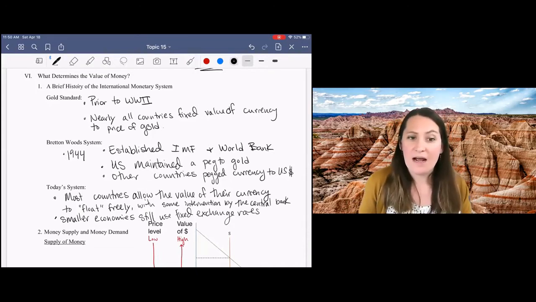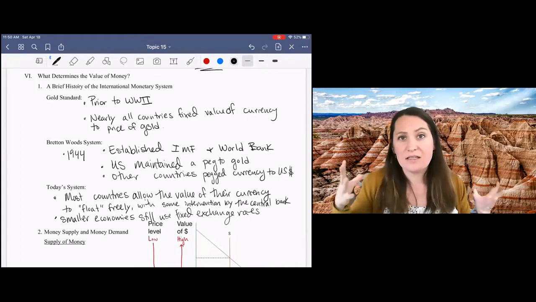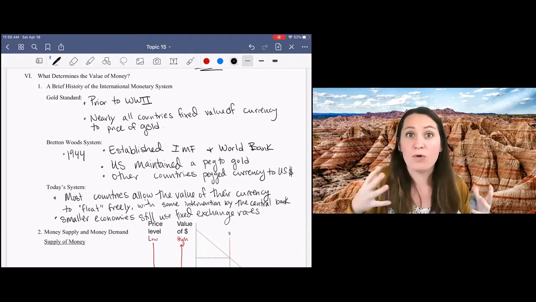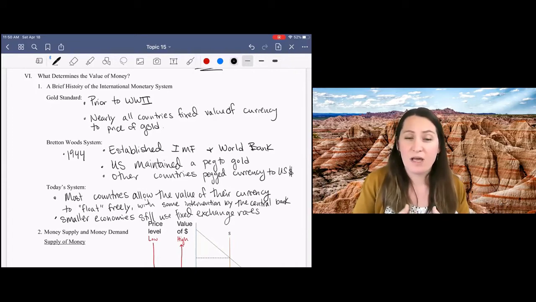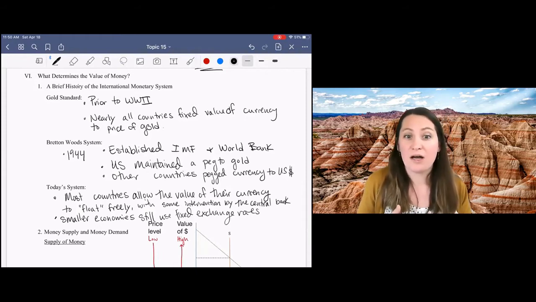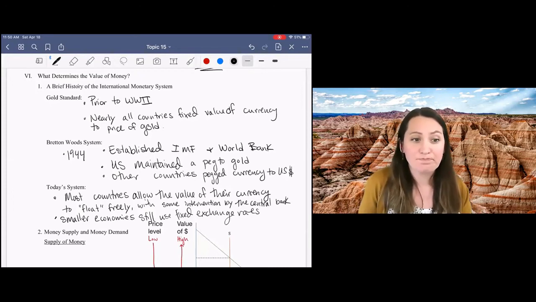Part of what is established during this conference is a system to manage our global economy. So we have the International Monetary Fund, which oversees the global financial system, helps countries regulate their currencies, and offers loans to countries in times of financial crisis. And the World Bank, which is also a global institution aimed at giving loans to promote development in low-income countries.